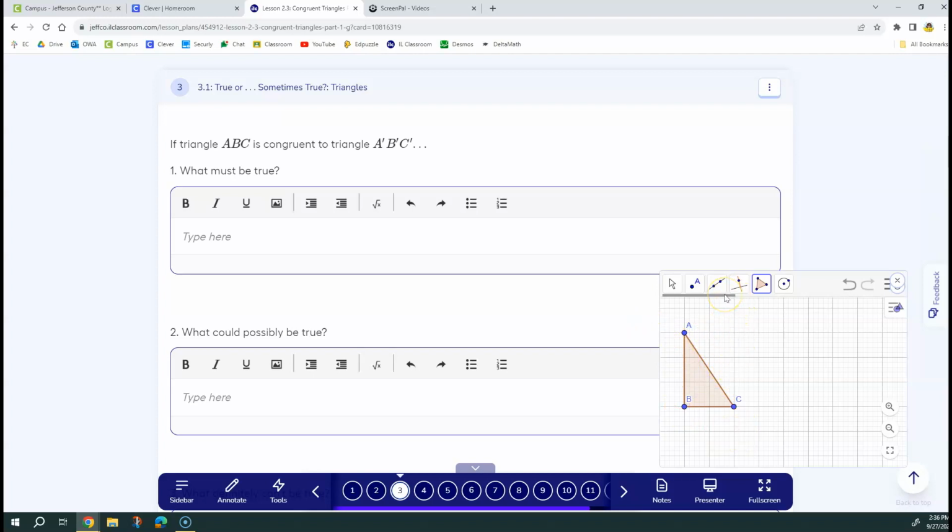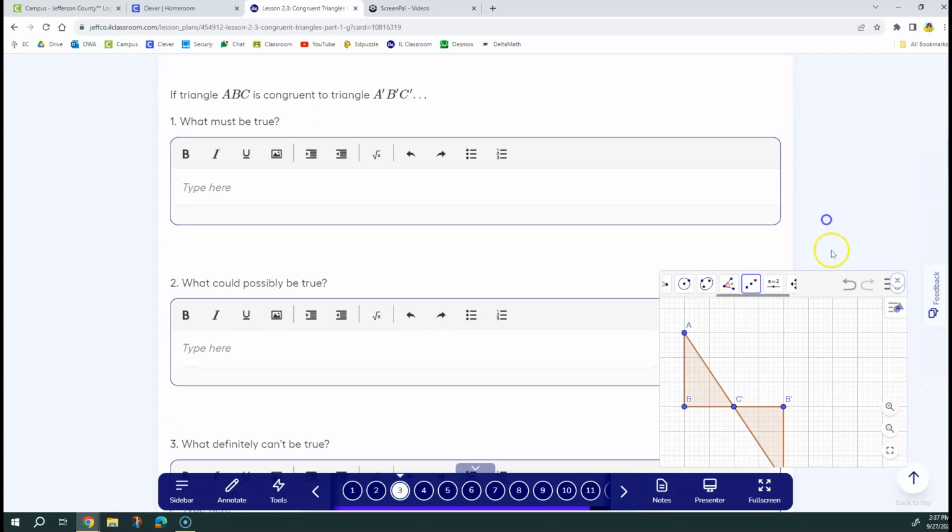And I'm going to perform a transformation on this one. I'm going to go ahead and rotate this or reflect this around a point. Reflect about a point. Okay, select the object. I'm reflecting the triangle. Select the point. I'm going to choose point C. And there we go. I reflected triangle ABC, and now I have triangle A prime, B prime, C prime.